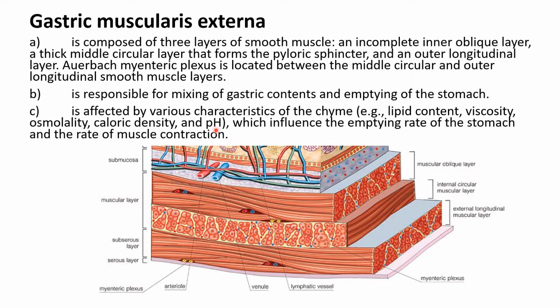For example, the lipid content, viscosity, osmolarity and caloric density as well as pH, which influence the emptying rate of the stomach and rate of muscle contraction. So if any foodstuff is having some effect on the contraction of the muscle, then they may affect the speed or acceleration at which the stomach emptying is taking place.